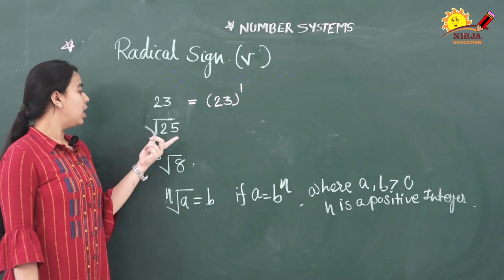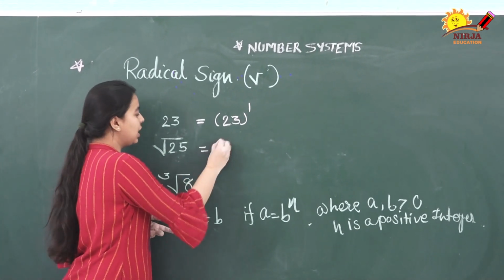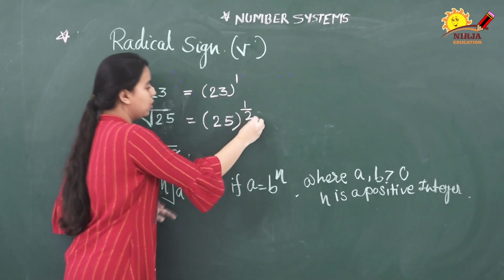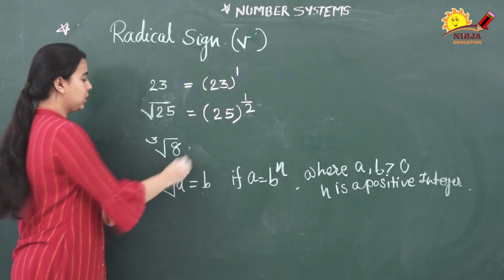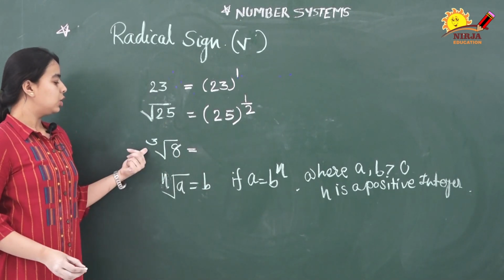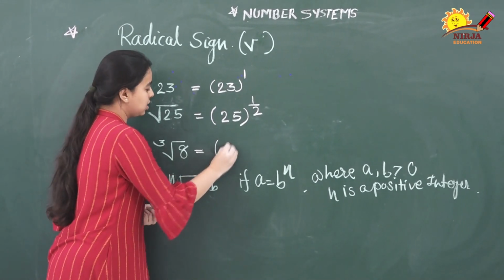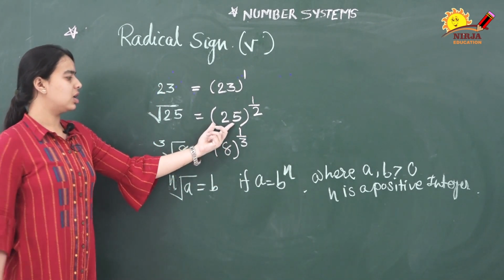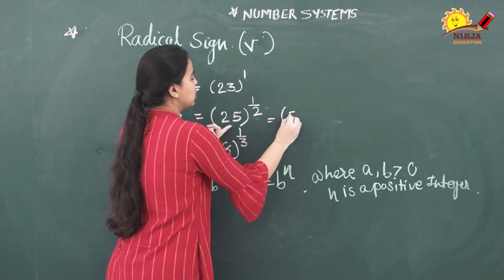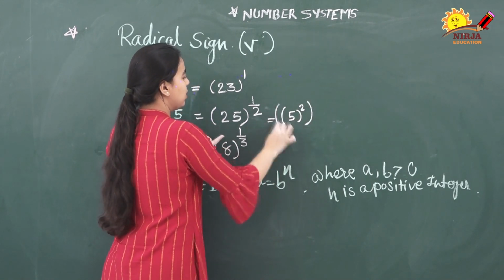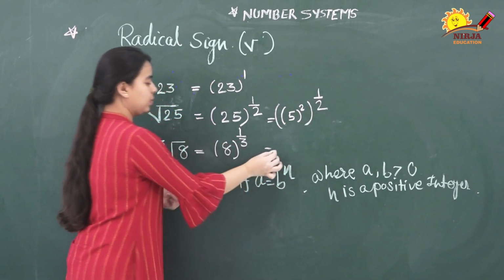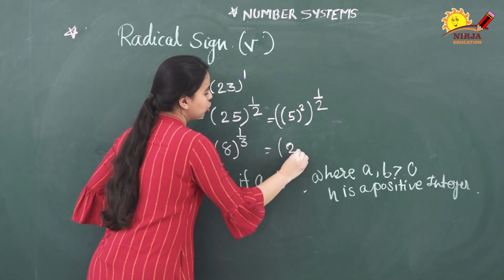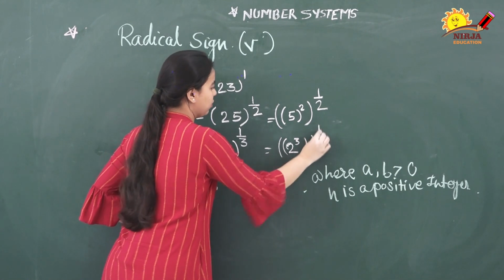Second number is under root 25. We can write under root 25 as 25 to the power 1/2. Third number is cube root of 8. I can write this as 8 to the power 1 by 3. If I am going to rewrite this term, 5 can be written as 5 square to the power 1 by 2. 8 can be written as 2 cube to the power 1 by 3.